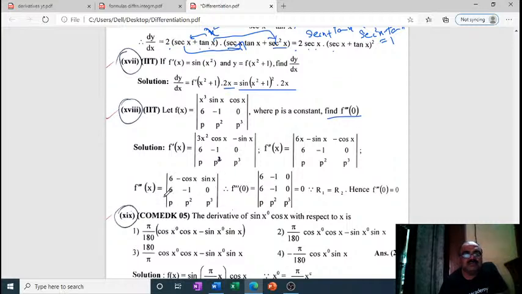Now, into this, put the value of x as 0. Cos 0 is how much? Minus, it is 1. Minus into 1 is minus 1. Sine 0 is 0. So first row became 6 minus 1 0, second row became 6 minus 1 0. And we know that when two rows are identical in any determinant, its value is 0. So f triple dash will be 0, friends.